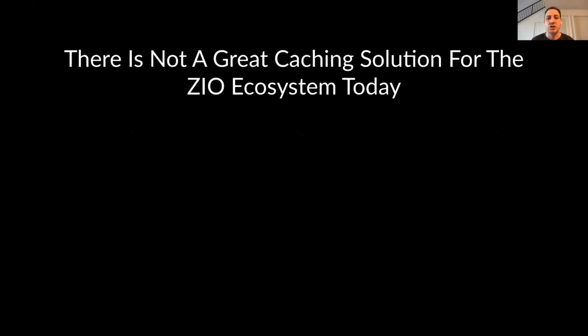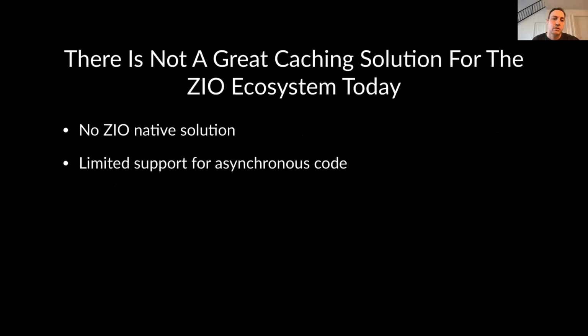And the problem is there's actually not a great caching solution today for the ZIO ecosystem. So there's no ZIO native solution for caching at all. The solutions that are out there often have limited support for asynchronous code. So we'll see that often there's a completely different interface for a synchronous cache versus an asynchronous cache. And sometimes what an asynchronous cache offers doesn't give us everything that we want. And there are also a lot of times restricted options for the caching policies that we can have.